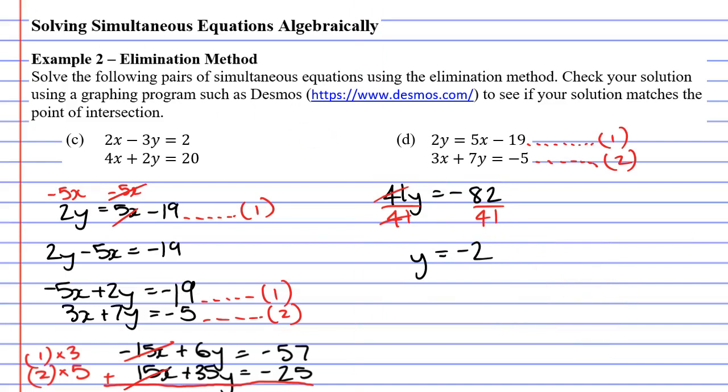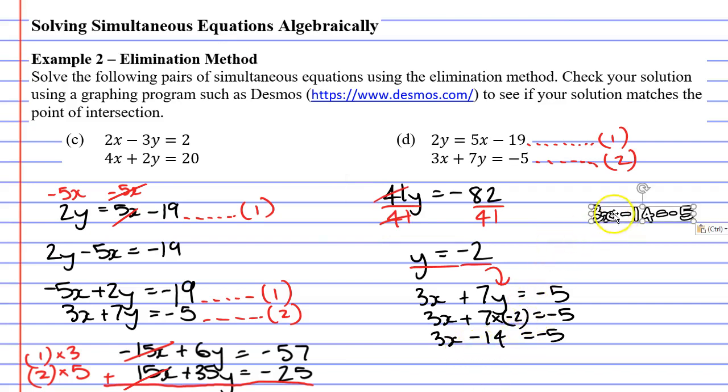So equation 2 says that 3x plus 7y equals negative 5. And we know what y is. Y is negative 2, so we're going to substitute that here, giving us 3x plus 7 times negative 2, or 7 lots of negative 2, must equal negative 5, which means that 3x minus 14 equals negative 5. Let's now solve that one.